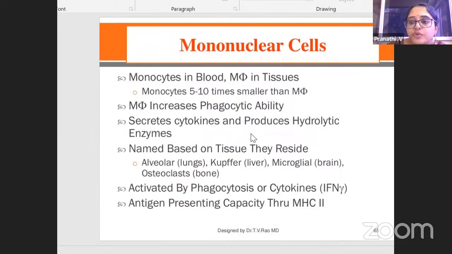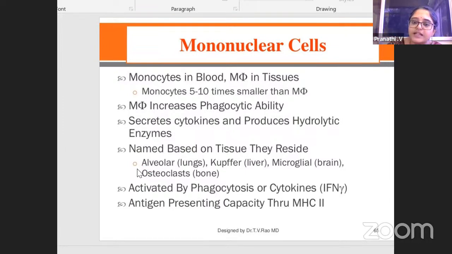You have mononuclear phagocytes present in the blood, which increase phagocytic ability, and they secrete different kinds of cytokines and hydrolytic enzymes. Based on the tissue they are present in, they have different names. For example, when they are present in the brain, they are known as microglial cells. In the liver, they are known as Kupffer cells. In the lungs, they are known as alveolar cells.